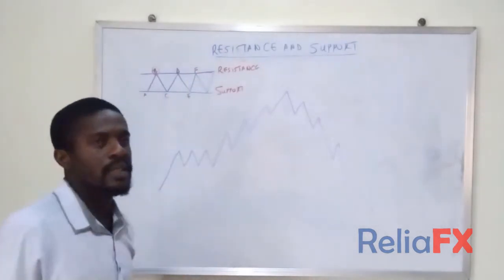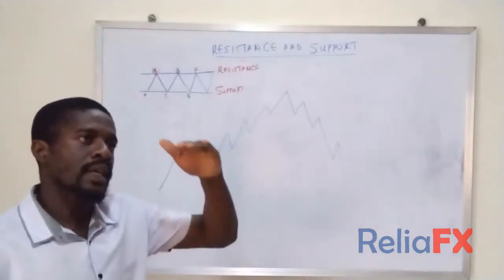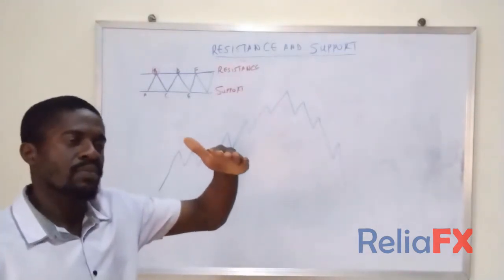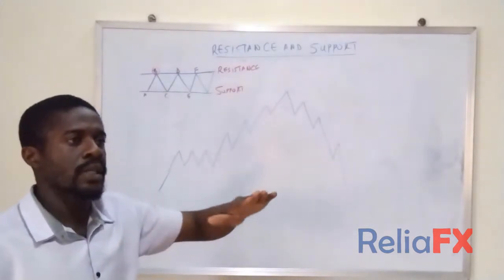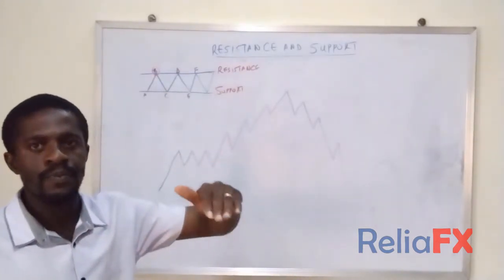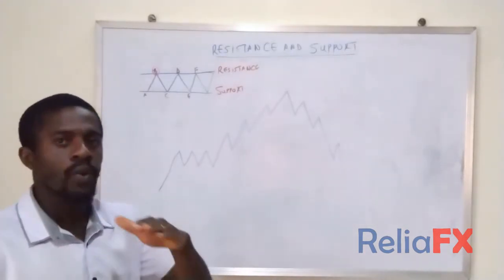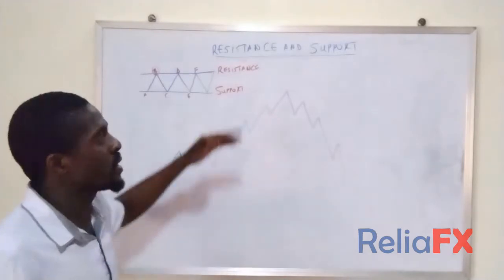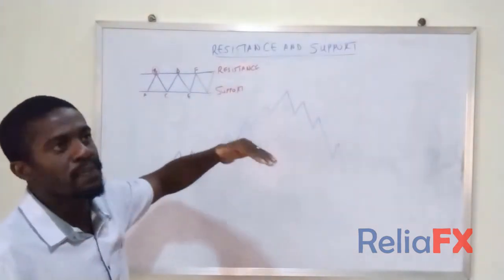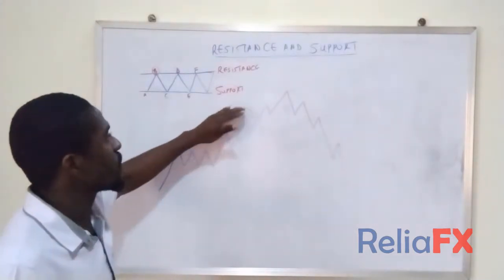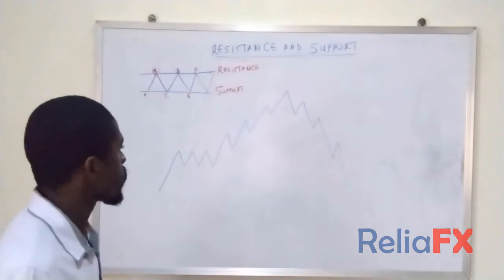Another way to explain it, which a lot of people use, is that when price is going up, it encounters a ceiling. That ceiling prevents price from going further upwards. That is called resistance. And when price is coming down and it gets to a particular level that prevents it from going lower, we call it the floor. All right. So resistance can also be explained as the price ceiling, while support can be explained as the price floor. All right.